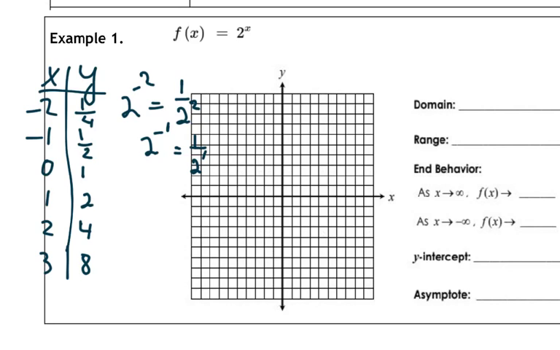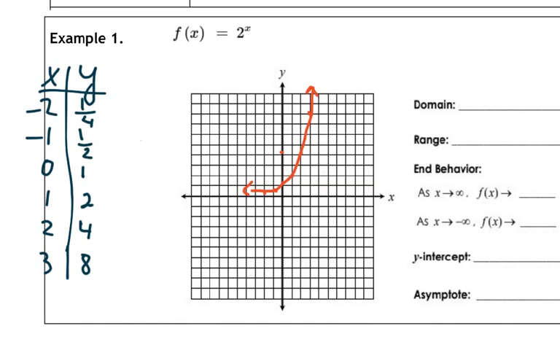Okay, so the first point is negative 2, and 1/4 could be here, negative 1, 1/2, and 0, 1, 1, 2, 2, 4, 3, we have 8, it's going to be here. Let's connect the points. Here you go, this is my graph.